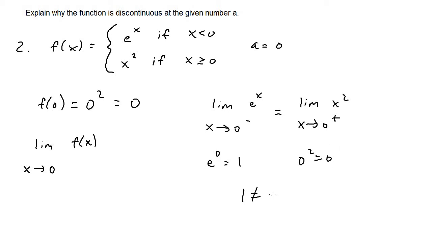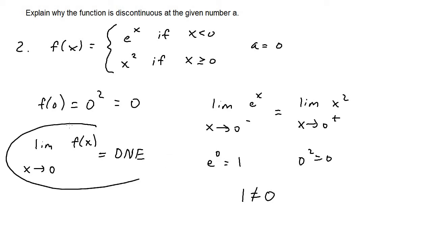So that tells us the limit from the left-hand side is not equal to the limit from the right-hand side, which tells us that the actual limit of f of x as x approaches 0 does not exist. Because it fails to meet one of the conditions, we can say that it's discontinuous once again because the limit of f of x as x approaches 0 does not exist.